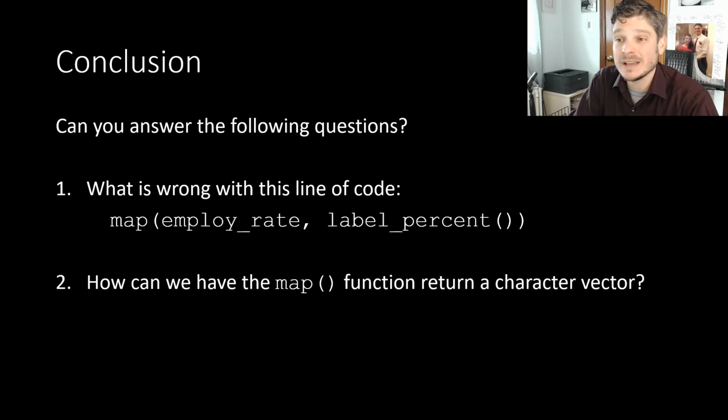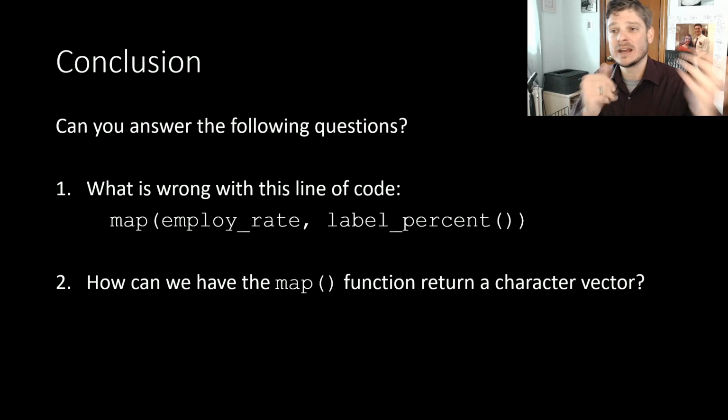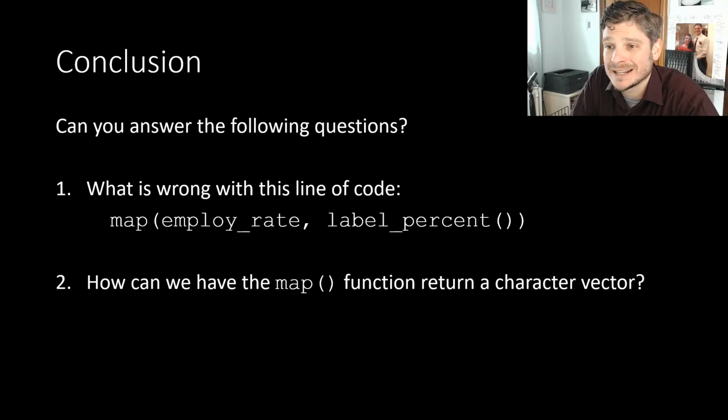You don't have to know anything about either of those to know that there's an error on this line. What is that error? You don't have to know anything about what we're inputting, about employee rate, or how the function label % works at all. You should be able to see that there's an error in that line of code the way it is written. What is it? And secondly, how can I have the map function return a character vector, a string of characters like names and stuff? What function out of the map family would I use for that?